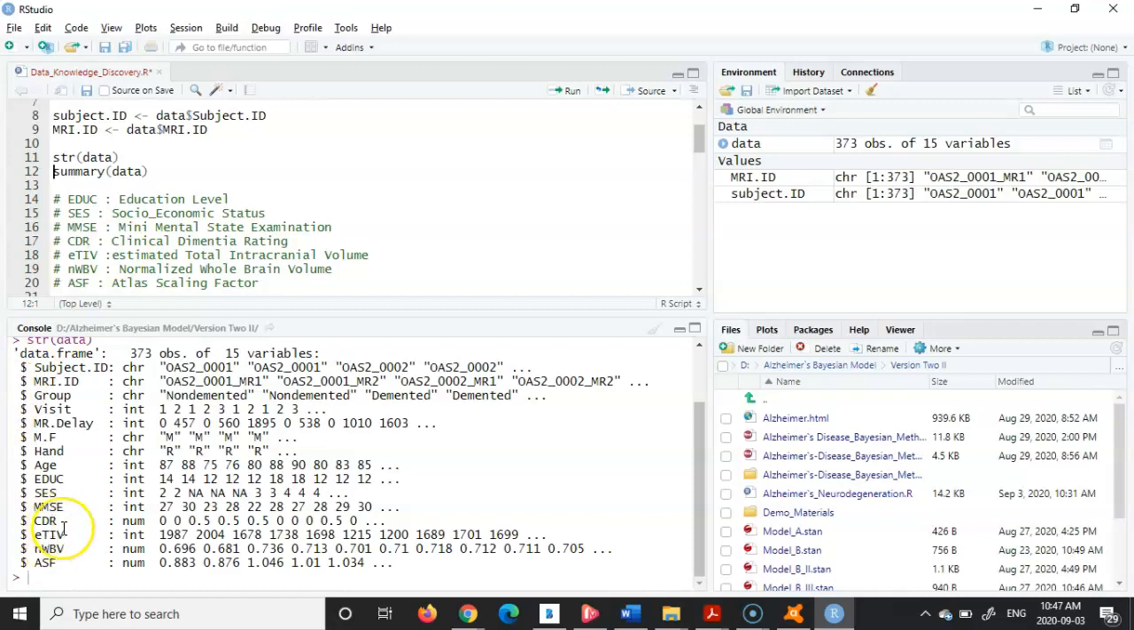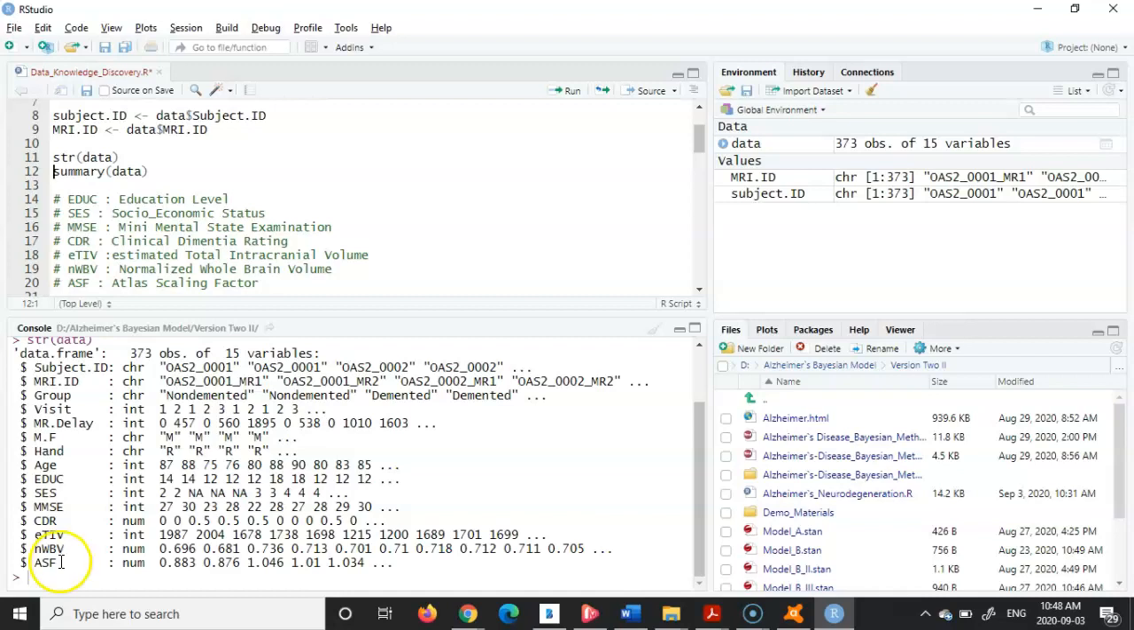Also, we have another feature, which is CDR. CDR stands for Clinical Dementia Rating, which we're going to work with more when we give different levels in our Bayesian analysis. We have eTIV, which is an integer number, the estimated total intracranial volume of the brain. And also we have nWBV, which stands for the normalized whole brain volume. That's the feature that we're going to work with in our Bayesian analysis.